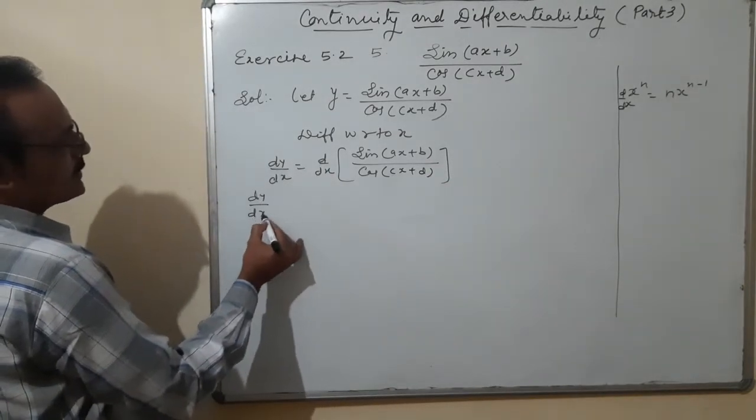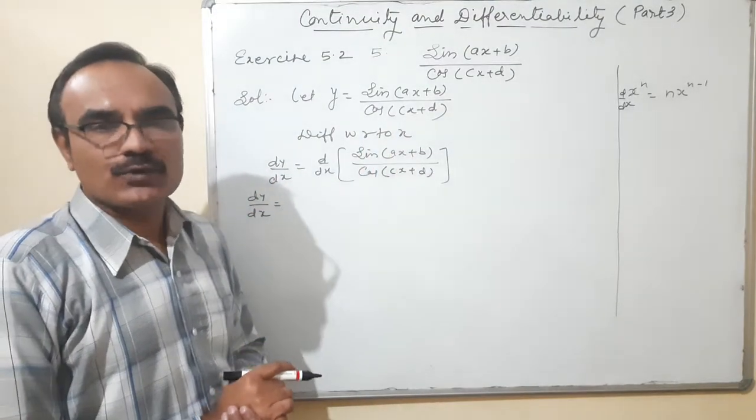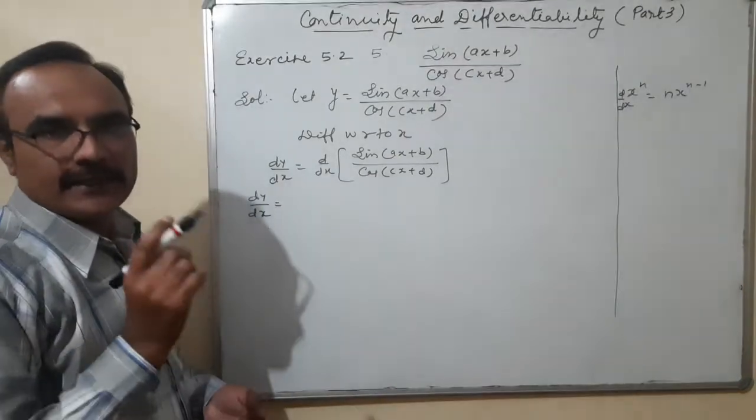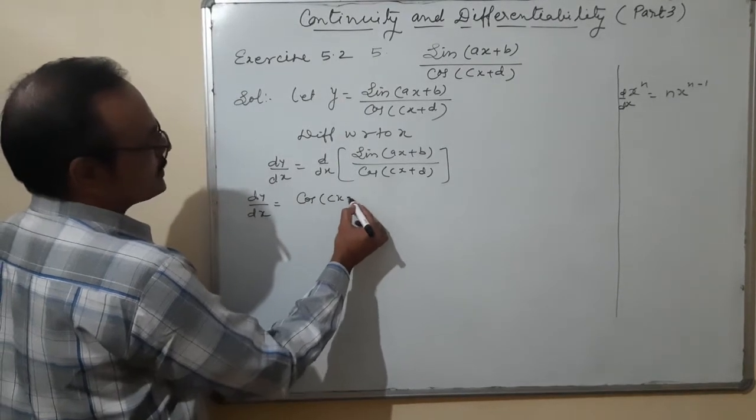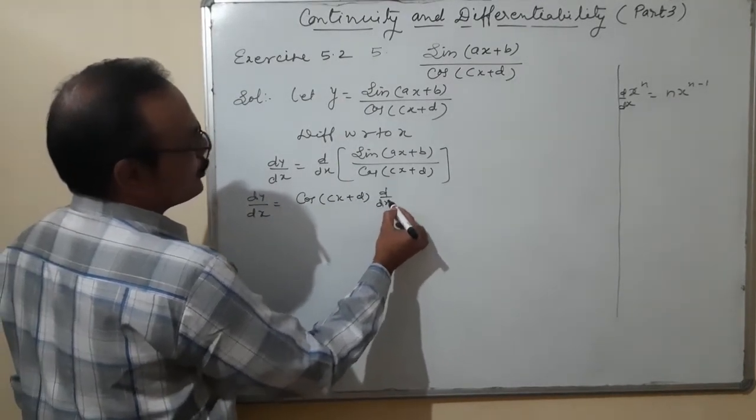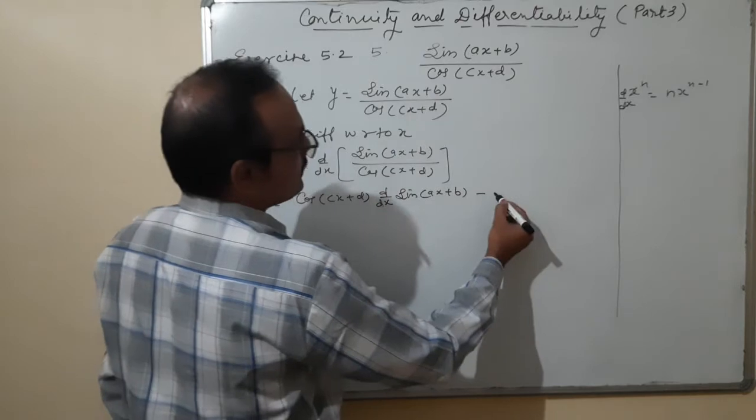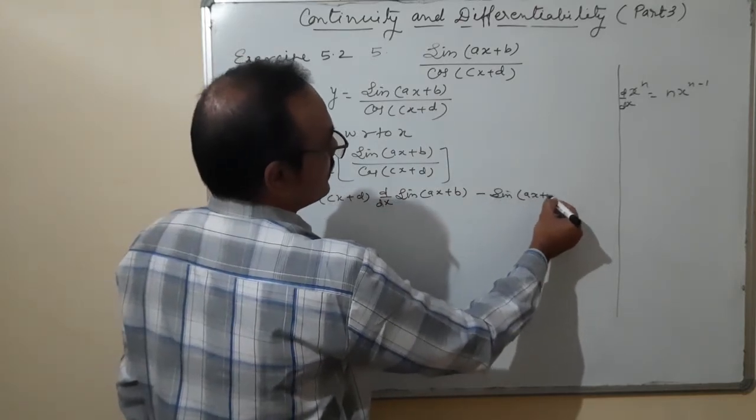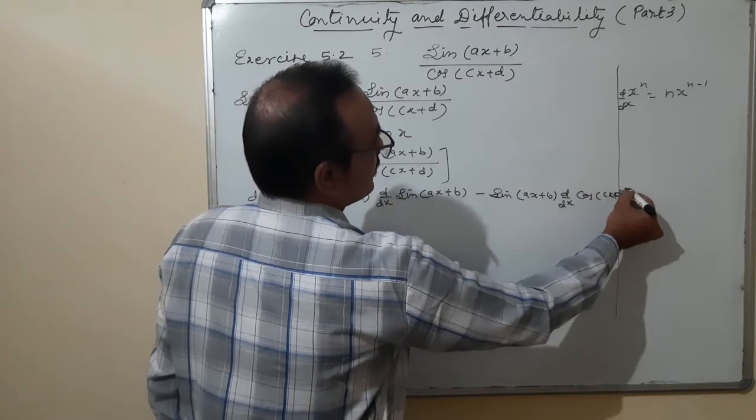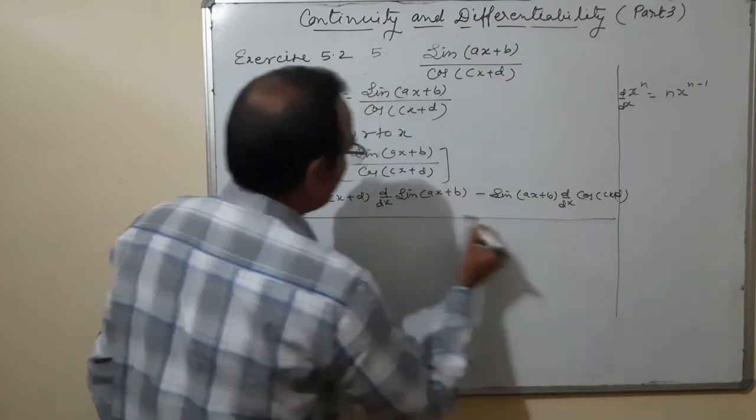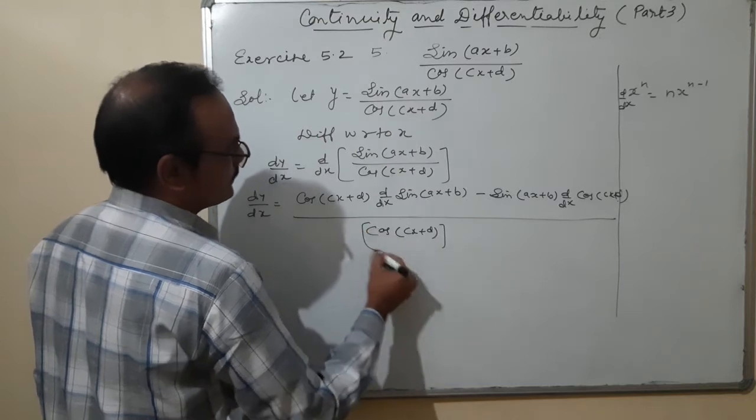It means dy by dx is equal to, what happens here, numerator and denominator both are variables, so we have to use the quotient rule. And what the quotient rule says: denominator times differentiation of numerator, denominator cos(cx plus d), differentiation of numerator sin(ax plus b), minus numerator sin(ax plus b) and differentiation of denominator cos(cx plus d), upon denominator square, cos(cx plus d) whole square.